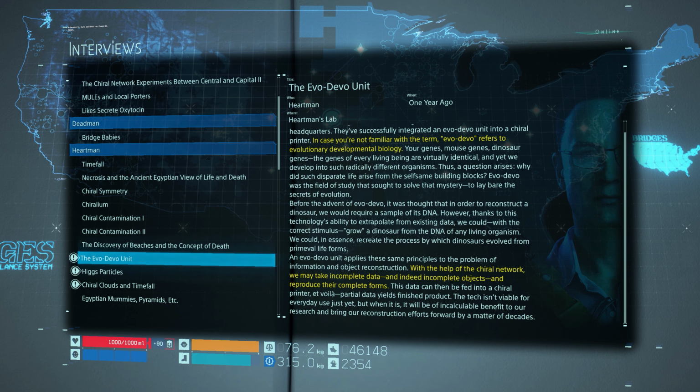Before the advent of Evo Devo, which is a silly word to say, it's got to be said. Evo Devo sounds like an Australian nickname for someone.